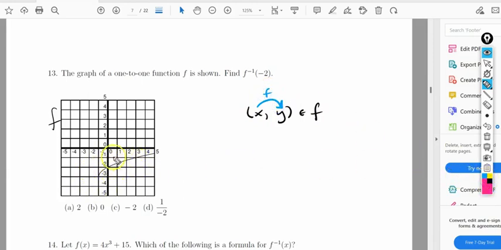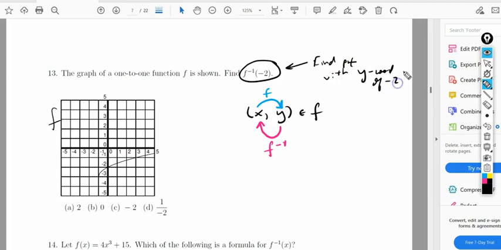Obviously, from the graph here, it passes the horizontal line test. F inverse exists. If you have points on F, what F inverse does is it maps the y into the x. So you've been asked to find F inverse of -2. You need to find the point with y coordinate of -2, because that's where F inverse will be mapped, because all of these points here are on F.